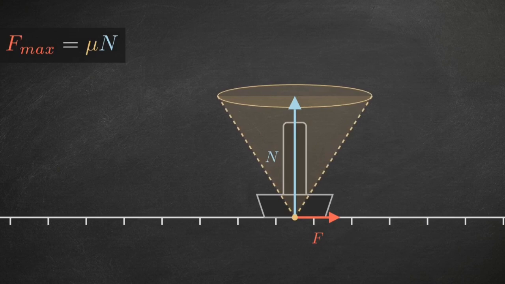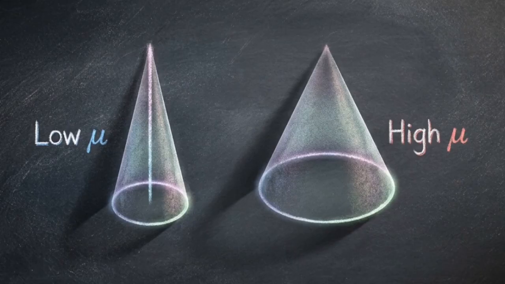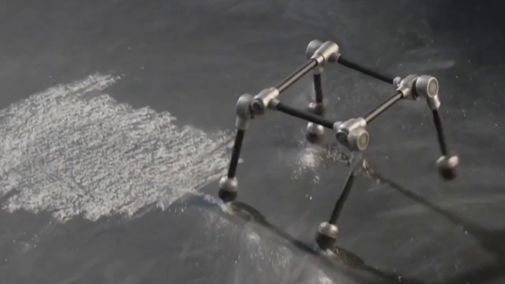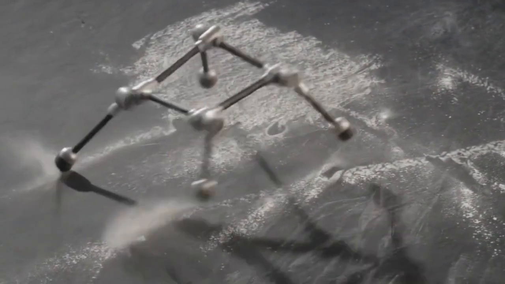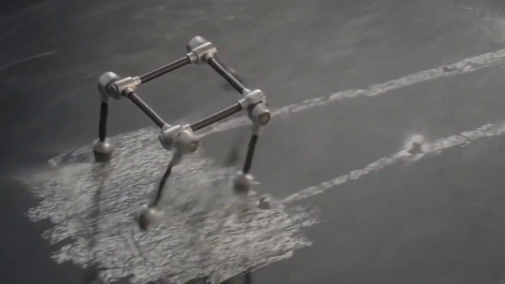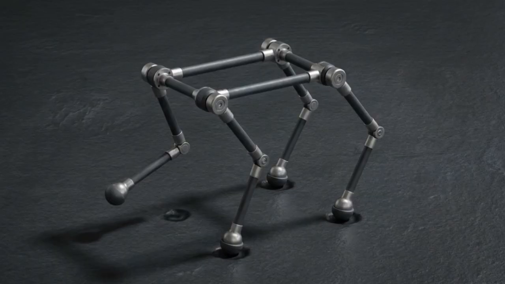This creates a geometric friction cone. A larger friction coefficient geometrically widens this cone. That expanded boundary is exactly why rougher surfaces allow a robot to execute aggressive acceleration and tight turning forces without losing traction.